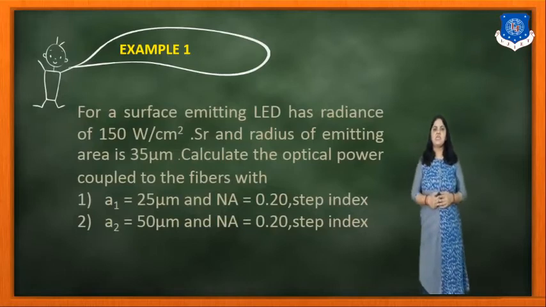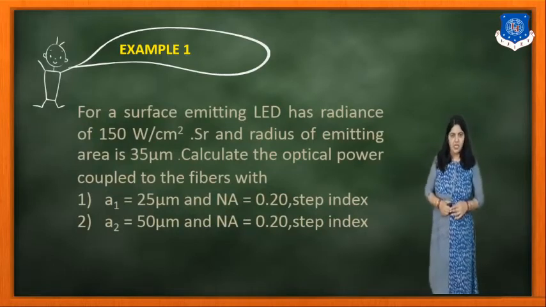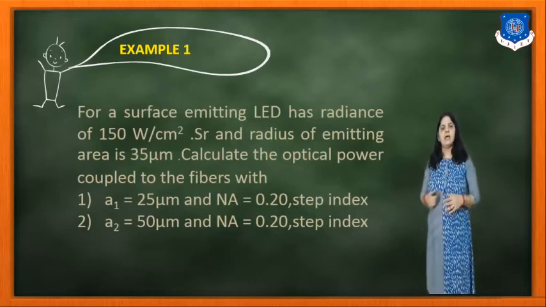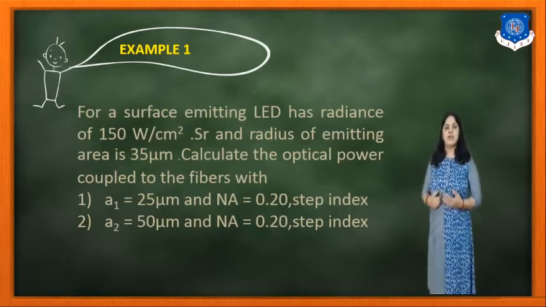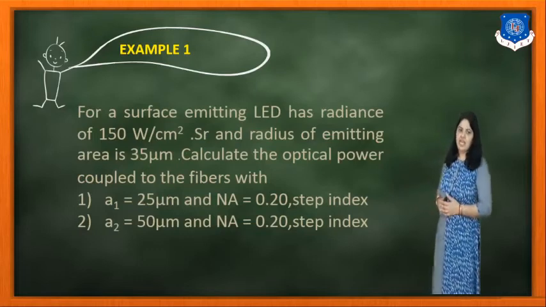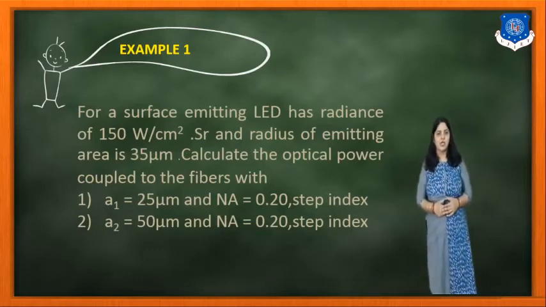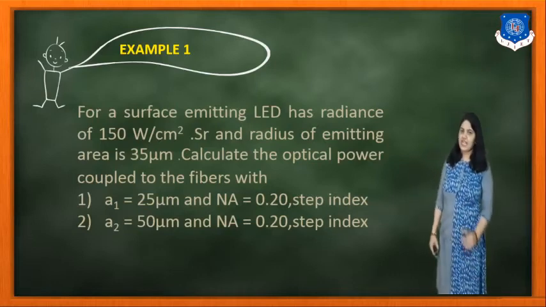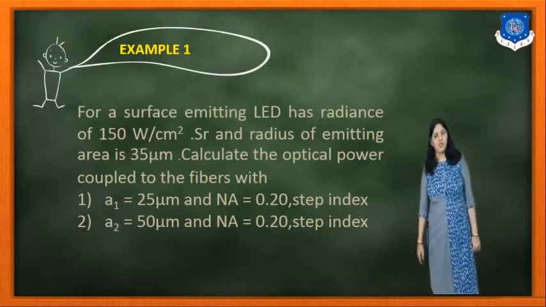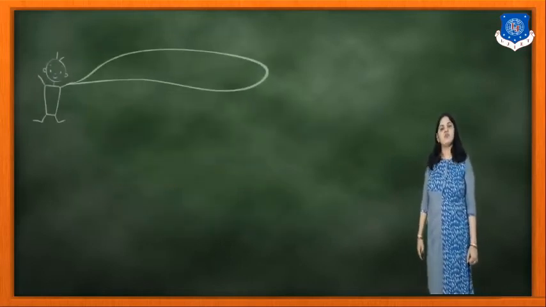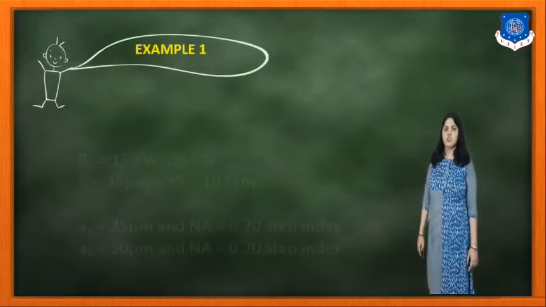A surface emitting LED has a radiance B of 150 watt per centimeter square steradian, and the radius of the emitting area is 35 micrometer. Calculate the optical power coupled to the fiber, with first A1 equal to 25 micrometer and NA equal to 0.20 step index fiber. In the second case, A2 is equal to 50 micrometer and NA is equal to 0.20 step index. So we will solve 1 and 2 separately.